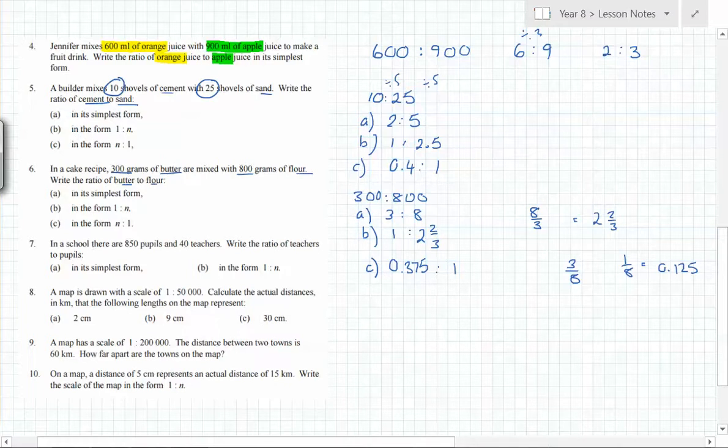Okay, have you done question 7? Yeah. Yeah? Have you done 8? No. 9? No. Well, let's have a look at 7 and then I'll let you get back to it. So question 7, 850 pupils, 40 teachers, simplest form, so we just start with 850 to 40. Any comments about that?